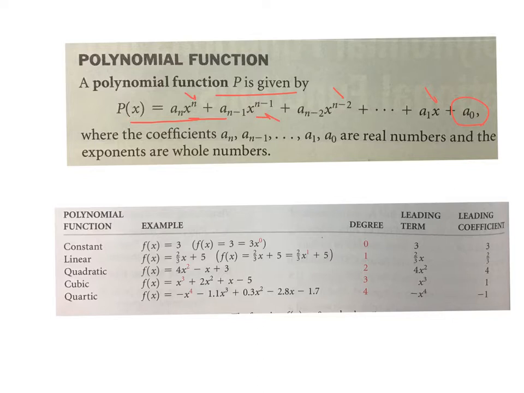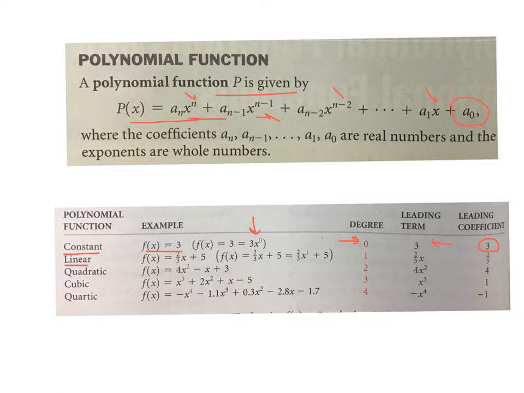Now here's some examples in here. This bottom picture is actually better. If it's a constant function, it means there's no x. It may look like f of x equals 3, f of x equals 4, or the exponent on the x is a 0. Now, the biggest exponent in a polynomial function is called the degree. The leading term is the term that goes with the degree, and the leading coefficient, which we're going to use the most, is the coefficient in front of the leading term. Wow, that's a lot of stuff.